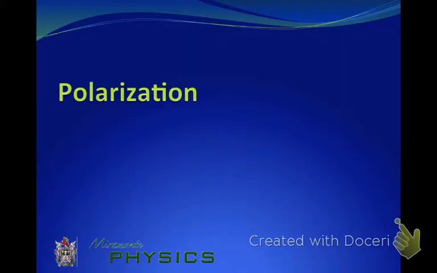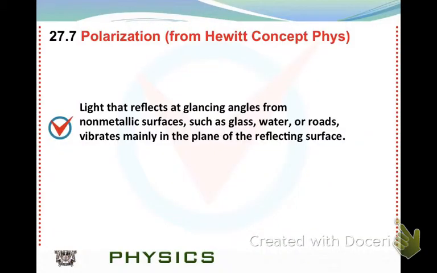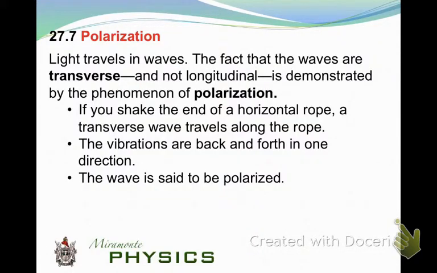Okay, good job. Okay, so now we're going to move into polarization, which is really fun because we have all these really neat demos. And you get to experience this. You see this all the time. You don't realize you do, but now you will, and you'll be thinking about it when you see it. Okay, so polarization, and these are graphics from the Hewitt Conceptual Physics. When you have light that reflects at glancing angles from non-metallic surfaces such as glass or water or roads, what happens is they vibrate mainly in the plane of the reflecting surface. Okay, so what happens as a result? You get what's called polarization.